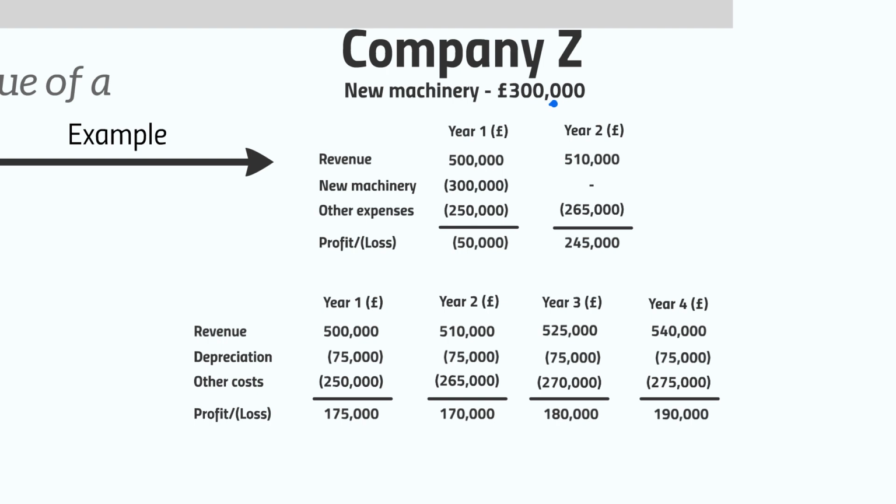Spreading this over the 4 years means you get a more accurate representation of the company's finances, because since that machine is being used over 4 years, you might as well spread its cost over 4 years rather than all in one, because it's going to mess up your bottom line. It makes you look like you're loss making 1 year and then you're making a huge profit the next year. Whereas if you have depreciation, you spread that cost over the 4 years and you have a much more realistic representation of the company's financial position and performance.